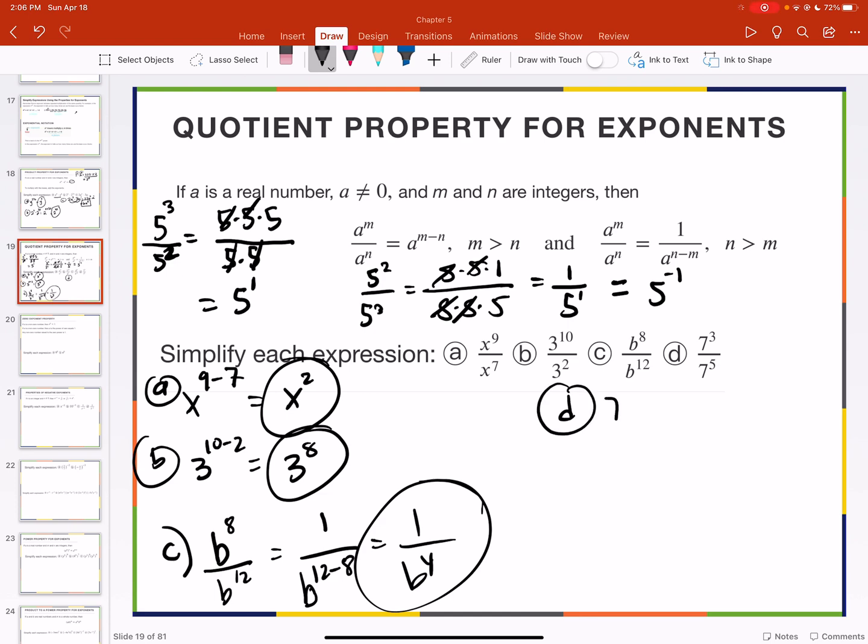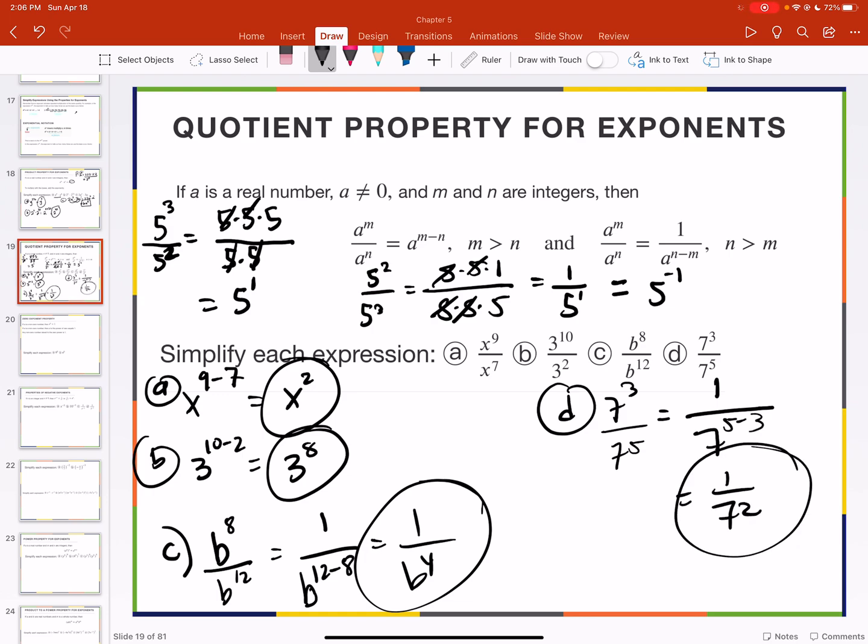So 7 cubed over 7 to the 5th power. Since the 5th power is in the denominator, that's 7 to the 5 minus 3, which is 1 over 7 squared, which is 49.